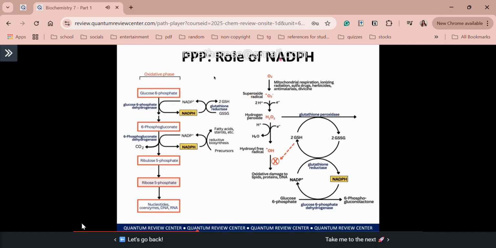Alright, so again, class, here is the specific pathway of your NADPH role in glutathione reduction. And of course, the function of your glutathione in preventing the accumulation of reactive oxygen species. Let's check. From our oxygen, this is our final electron acceptor. Upon conversion of it in your ETC via mitochondrial respiration, or exposure to ionizing radiation, sulfa drugs, herbicides, antimalarials, or divicine, of course, these are all external drugs or external factors. So when we are exposed to those, aside from the respiration process, we can produce superoxide radical. The superoxide radical can form hydrogen peroxide with your protons inside the body. And of course, afterwards, another radical will be formed.